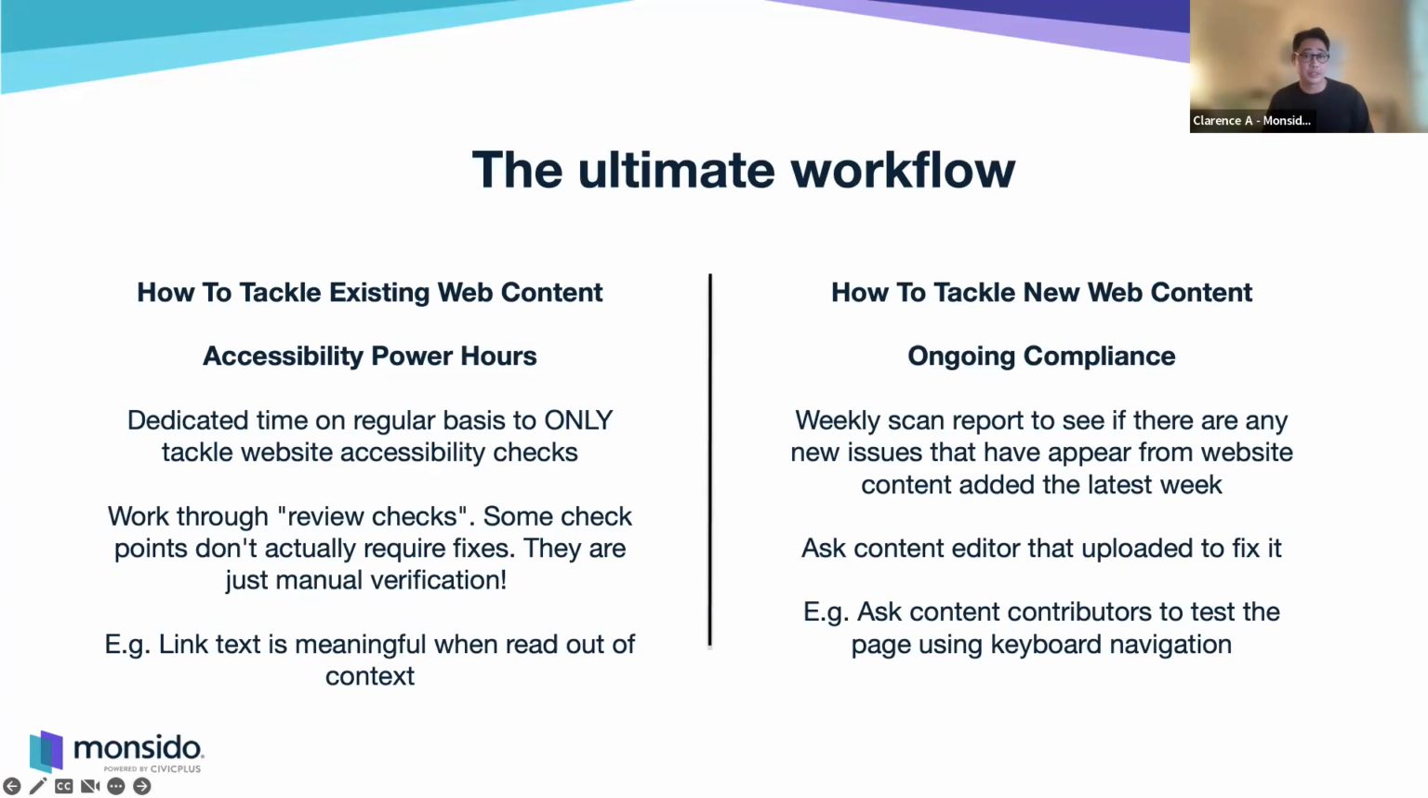If you're using a tool like Monsido, there are what we call review checkpoints. Some of these don't actually require fixes. It just needs you to verify your intention. A good example of this is checking if your link text is meaningful when read out of context. Programs, software, Monsido, anything like that cannot determine this for you. It's up to a human to validate this. Oftentimes, your link text is indeed meaningful, and if so, mark it as reviewed, move on to the next link text, move on to the next check.